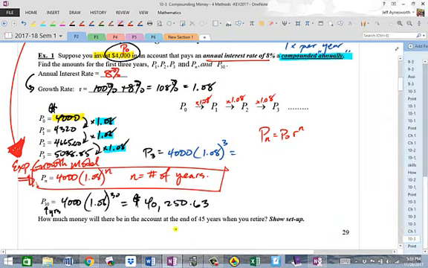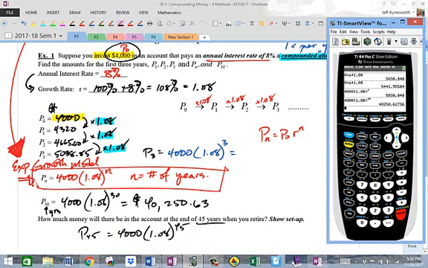And then how much will there be after 45 years? Well, that's P sub 45. So it's 4,000 times 1.08 to the 45th power. You whip that out. So 4,000 times 1.08 raised to the 45th power. And you get $127,681.80.